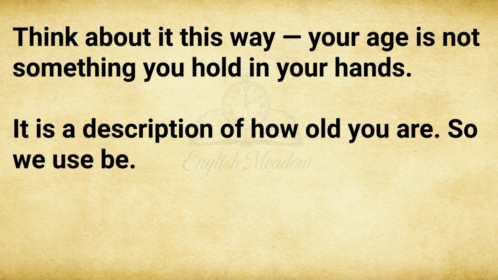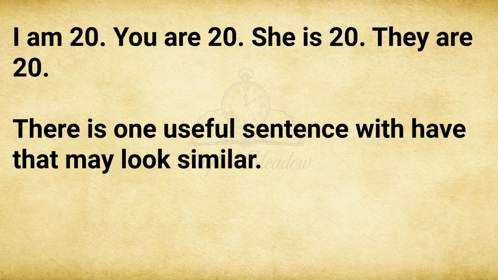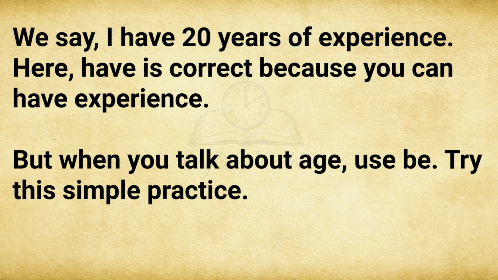So we use be. "I am 20." "You are 20." "She is 20." "They are 20." There is one useful sentence with have that may look similar. We say, "I have 20 years of experience." Here, have is correct because you can have experience. But when you talk about age, use be.